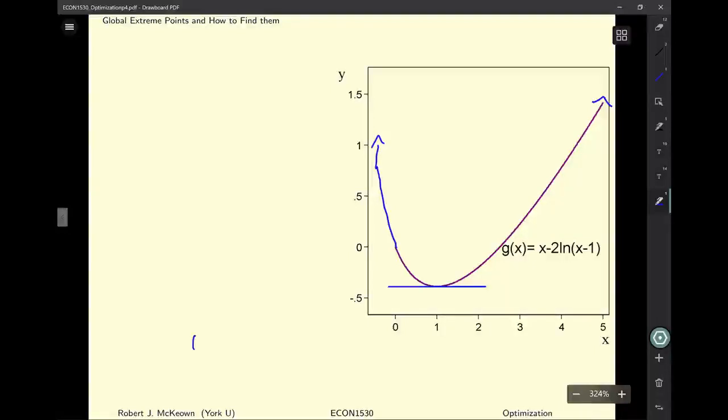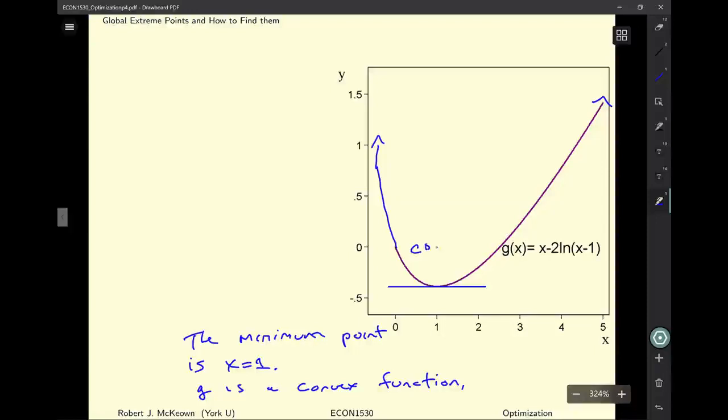And so the minimum value, or I should say the minimum point, is x equals 1. g is a convex function. Now, the question didn't ask us about that, but you can see here that this is clearly convex.